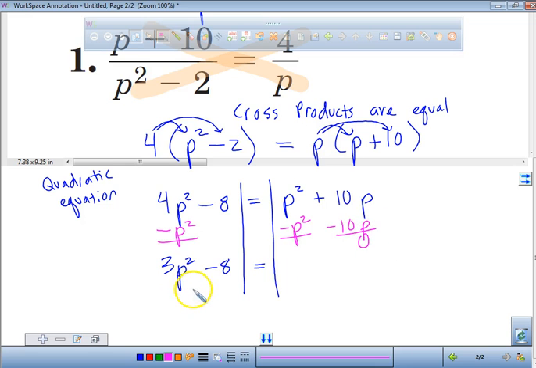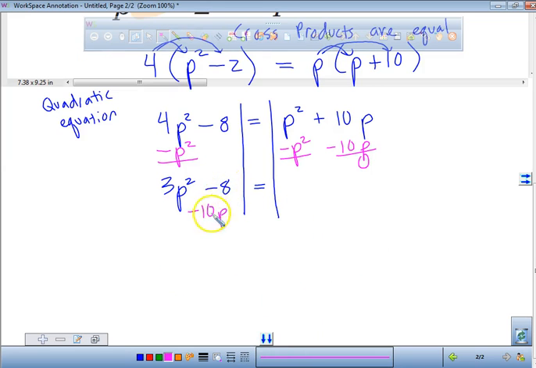Now, if I take away a 10p on both sides of the equal sign, I cannot combine the negative 8 and the negative 10p because they are not alike. So here's all we have. We've got a 3p squared. We've got a minus 10p. And we've got a minus 8. And that simply is equal to a big fat 0. Because that zeroed out and that zeroed out. So this right here is your quadratic equation.